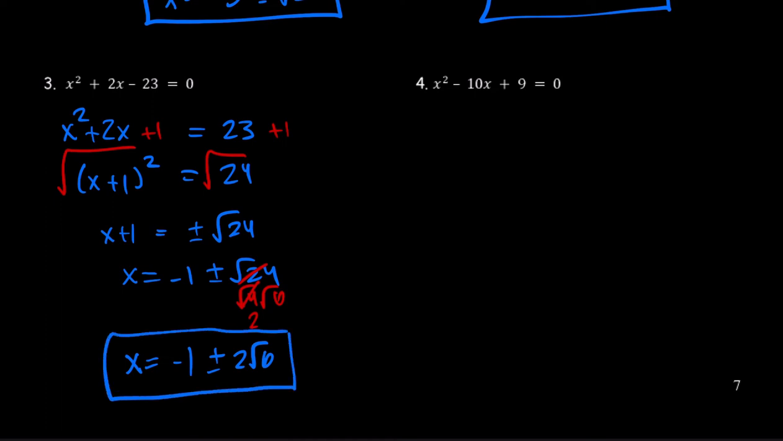Number 4. Do your checks. Yep, leading coefficient's 1. That's even. Let's subtract 9 from both sides. So I get x squared minus 10x, leave yourself room, equals negative 9.